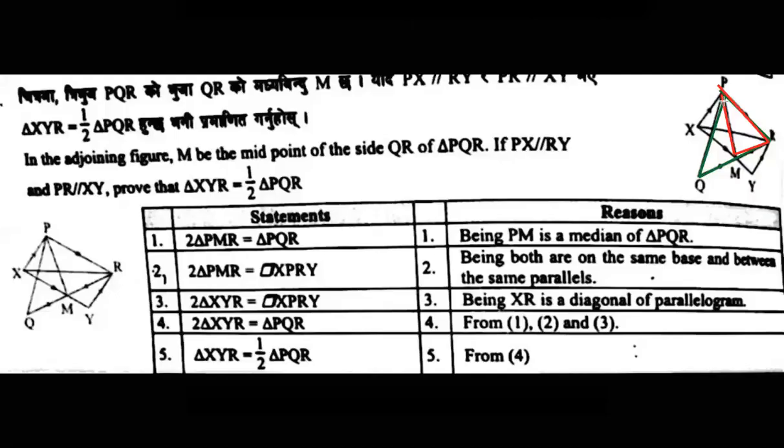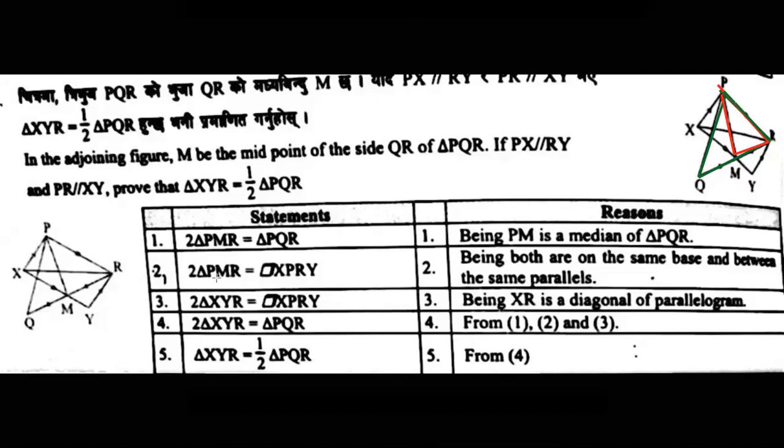You all tell me, what is the relation between this triangle PQR and the next triangle, PMR? What is the relation between PQR and PMR? So PMR is going to be half, because PM is the median, right? PM is the median of triangle PQR.